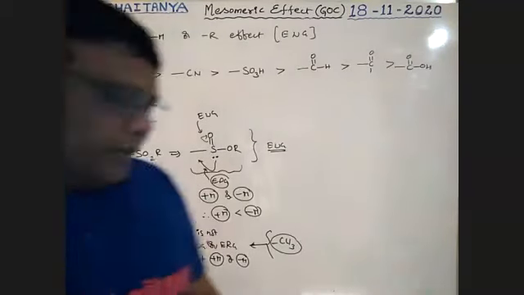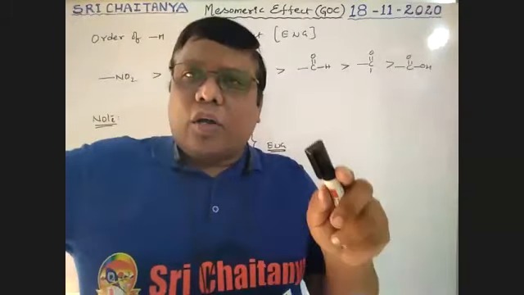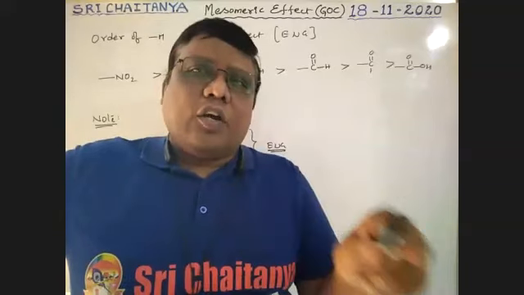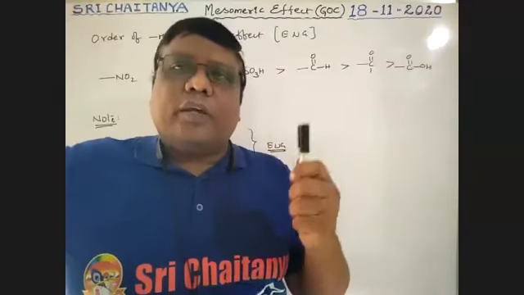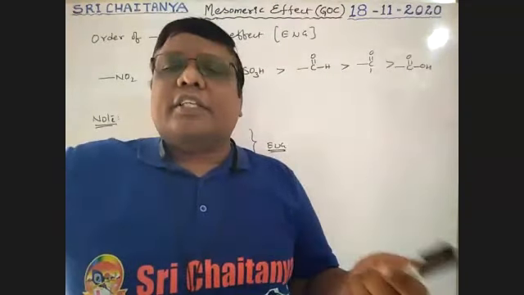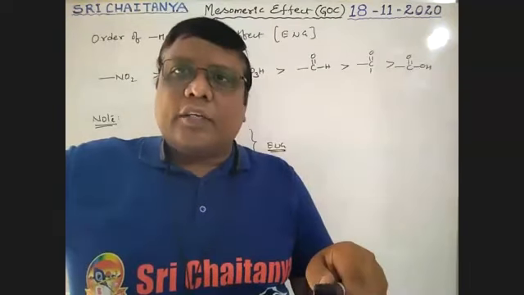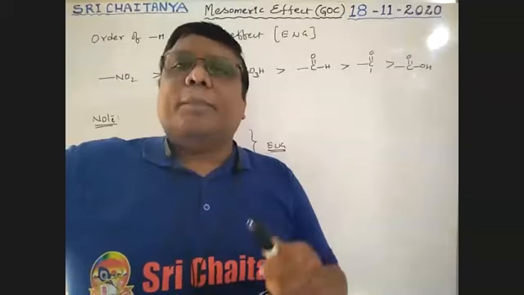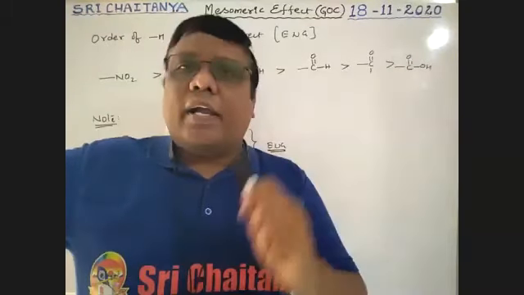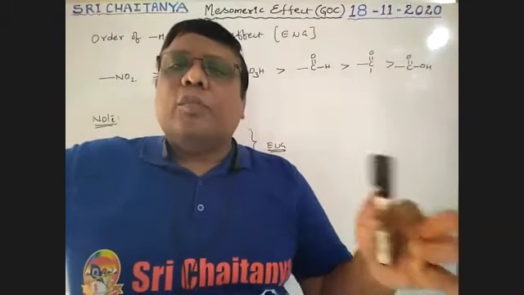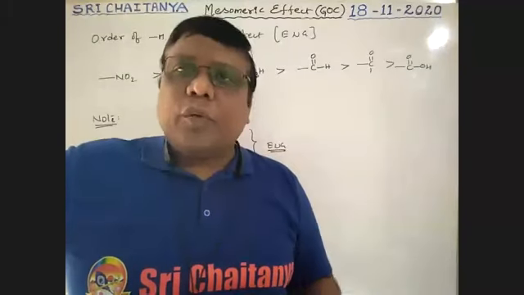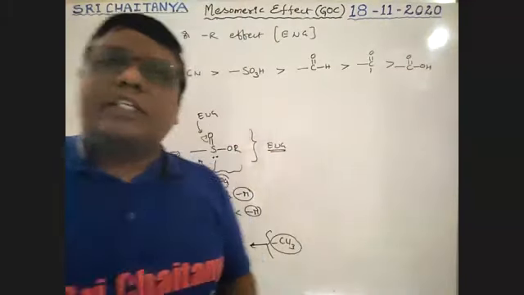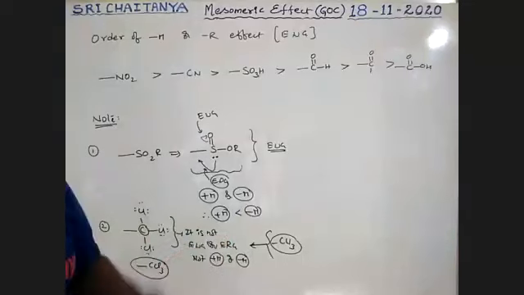Now, okay, finally, tell me, boys, electron releasing group increases electron density on benzene ring. Electron withdrawing group decreases electron density on benzene ring. Electron releasing group is ortho-para-directing group. Electron withdrawing group is a meta-directing group for electrophiles. Electrophiles are nothing but positively charged species. So this is about plus M and minus M effects.